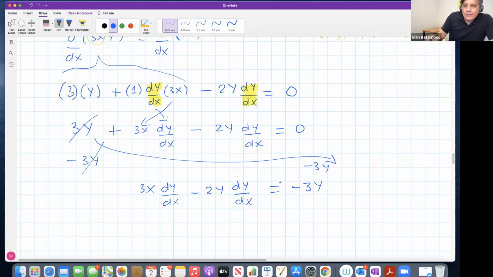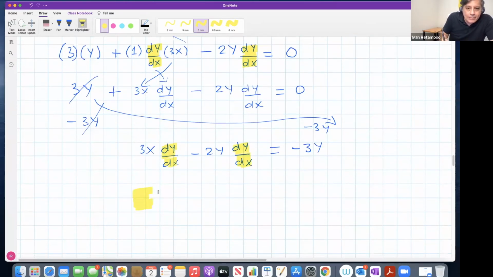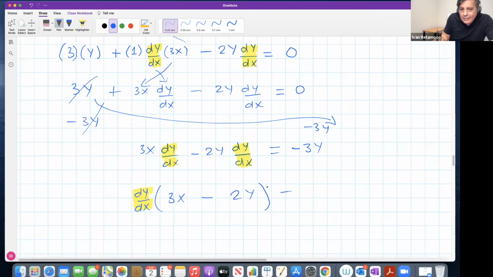Next step, factor out this common factor. Use this as a greatest common factor, factor this out. They are the same. I'm going to put dy dx up front here. And what is inside once you take this out? You're removing this dy dx from the 3x, so this cancels, leaving 3x. Minus, minus. This guy into this expression, 2y times dy dx, this cancels, 2y here stays.